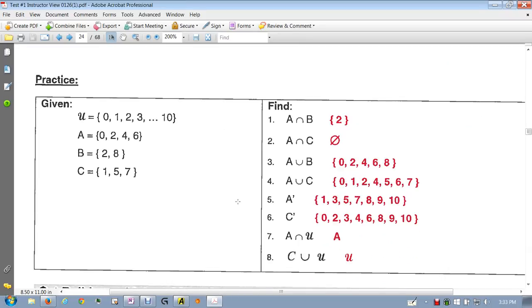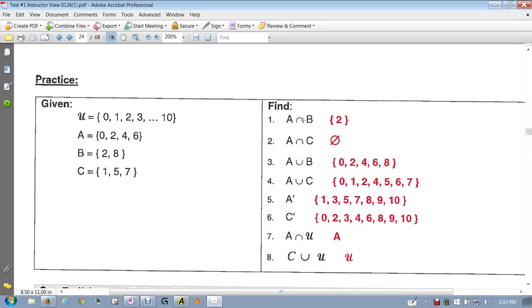All right. So here's a universal set. 0, 1, 2, 3, ... means continue this pattern. So this is 0, 1, 2, 3, 4, 5, 6, 7, 8, 9, 10, all the way to 10. A is just 0, 2, 4, 6. B is just 2, 8. And C is 1, 5, 7.